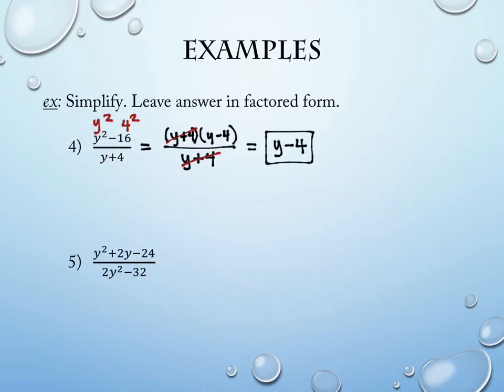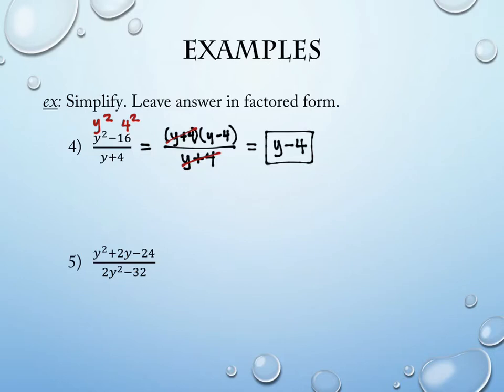Okay, so on number 5, again, we need a factor. They don't have any factors in them right now. You can't cancel term by term. That's not going to give you correct values. And let me actually just remind you why.